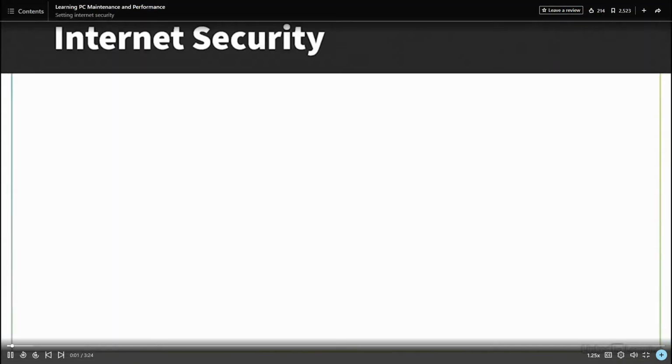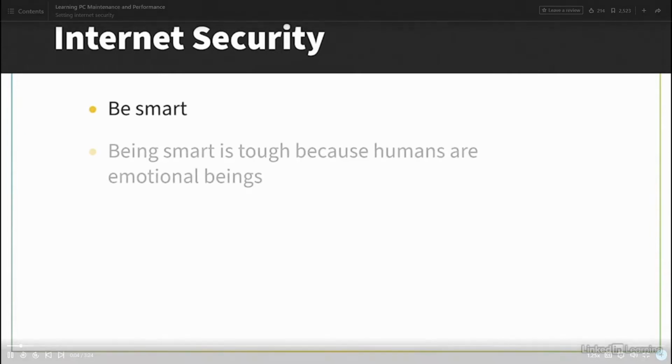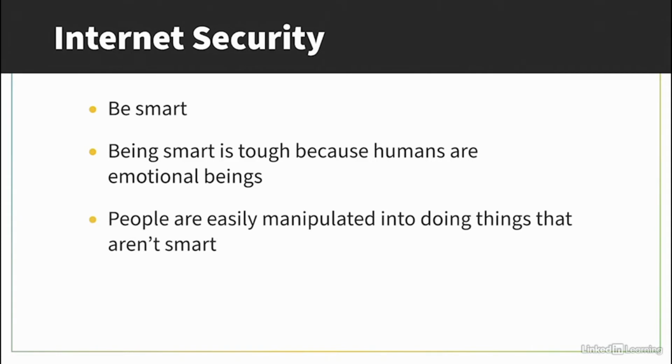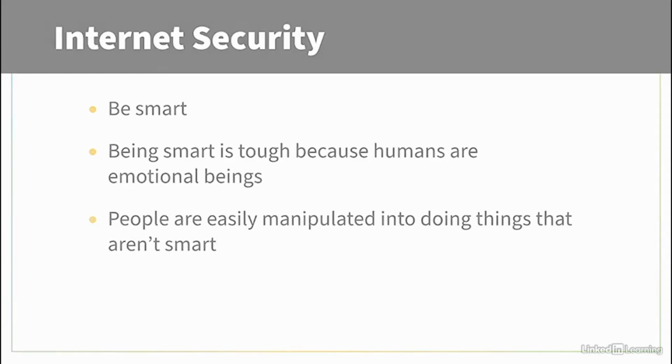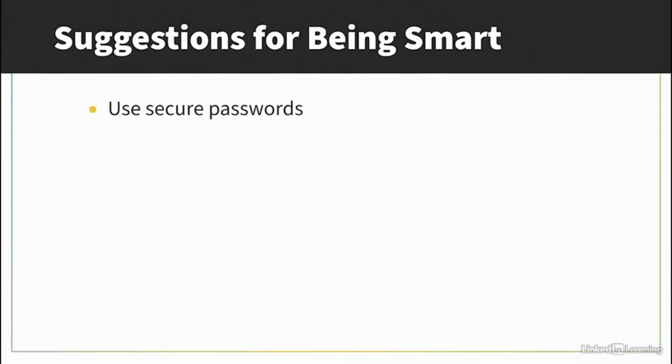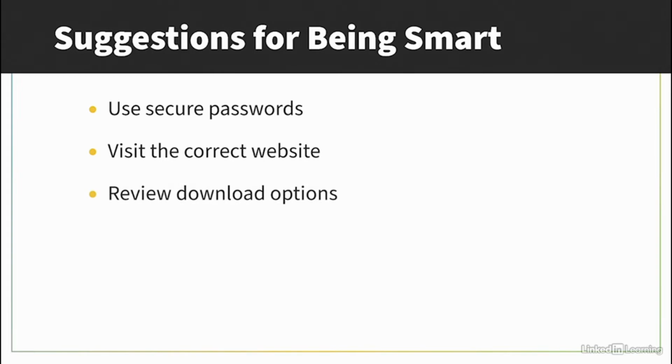You want to be safe on the internet? Be smart. It's tough because no matter how high your IQ, humans are emotional beings. We're easily manipulated into doing things that are not smart. To help you be smart on the internet, I offer these suggestions. Use secure passwords for your accounts, confirm that you're visiting the correct website, and review all download options.